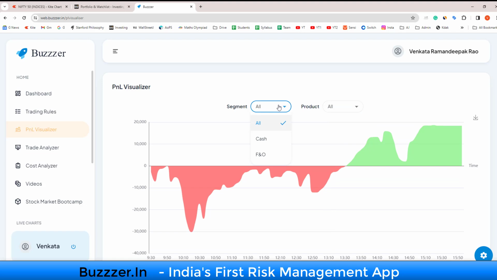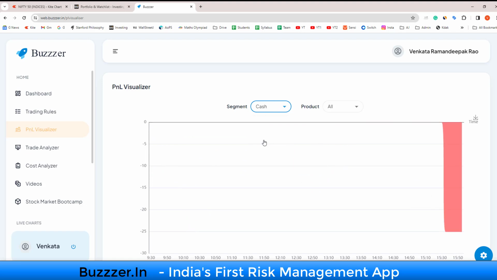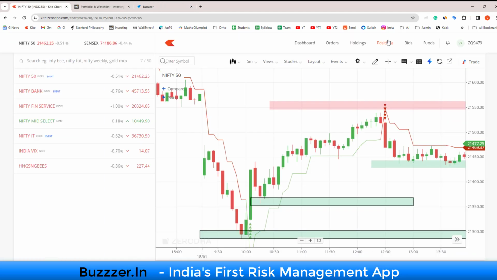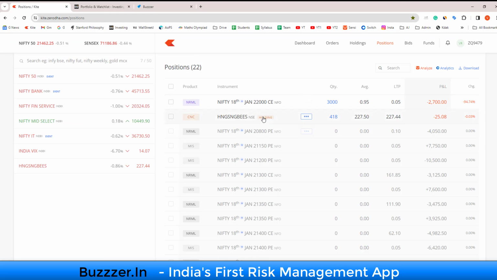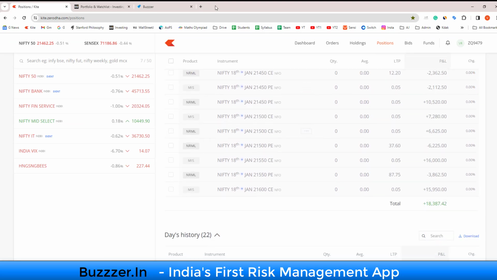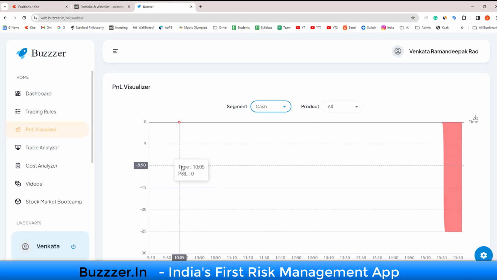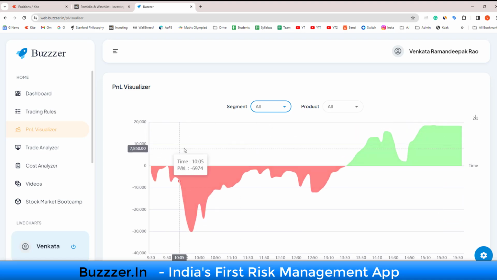The other thing is the segment. This is primarily all FNO, but let's say you are also trading in the cash segment. You can click on the cash segment and it will show you. The reason it is showing like this for me is because at the end of the day today, I bought some ETFs. This is this one basically. Otherwise, I did not trade in the cash segment today. But if you do, then you can see the breakdown of both the things.